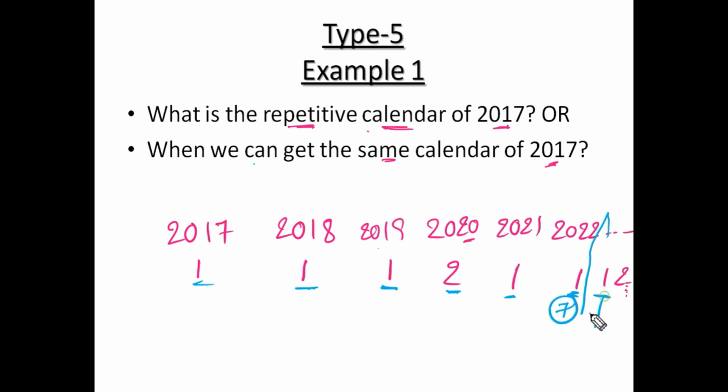It means the next year will be the answer, because up to this is one cycle. After 7 days, the next day is the same as this day. So what is the year after 2022? 2023. The 2023 calendar and the 2017 calendar will both be the same. Okay, this is the procedure. We'll see the shortcut for this also.